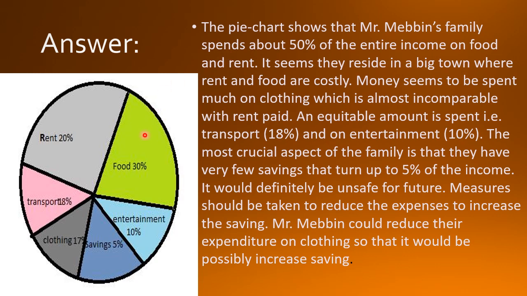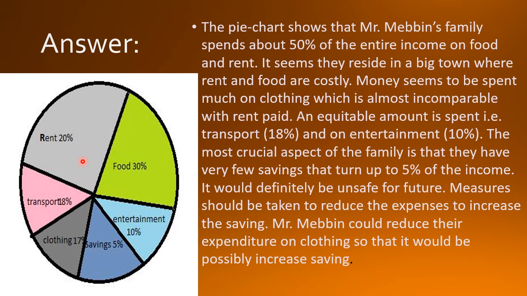The answer here is: the pie chart shows that Mr. Mebin's family spends 50% of the entire income on food and rent. It seems they reside in a big town where rent and food are costly. Money seems to be spent much on clothing, which is almost comparable with the rent paid.